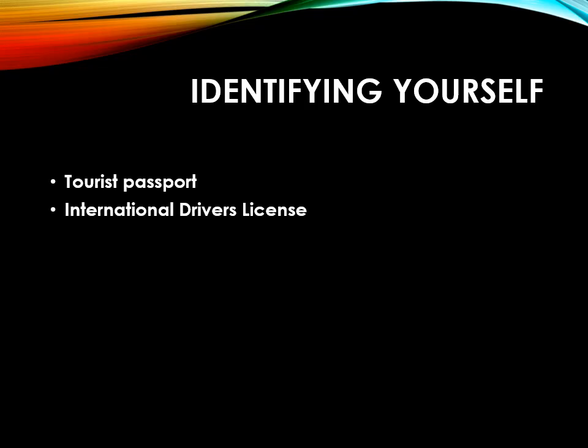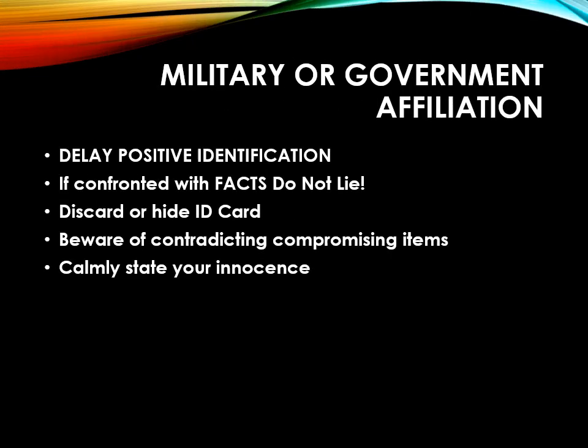If you're asked to identify yourself, use a tourist passport or an international driver's license. Don't show them anything else. Delay any positive identification of military or government affiliation. If confronted with the facts, do not lie. They probably were looking for you or already know about you. Discard or hide any identification cards that are not just generic civilian cards. Beware of contradicting or compromising items you could have on your person, such as a government passport or things like that. Keep calm. Always state your innocence. Try not to antagonize anybody.